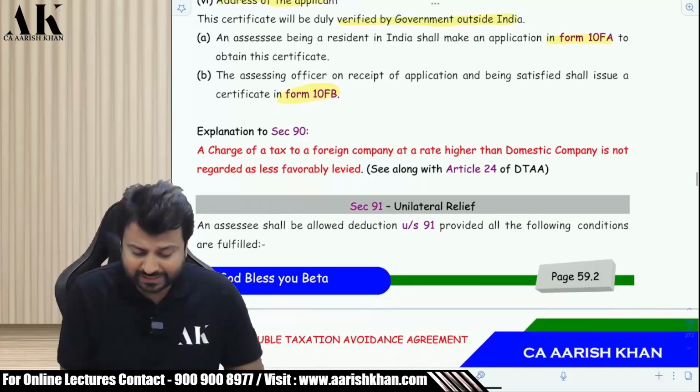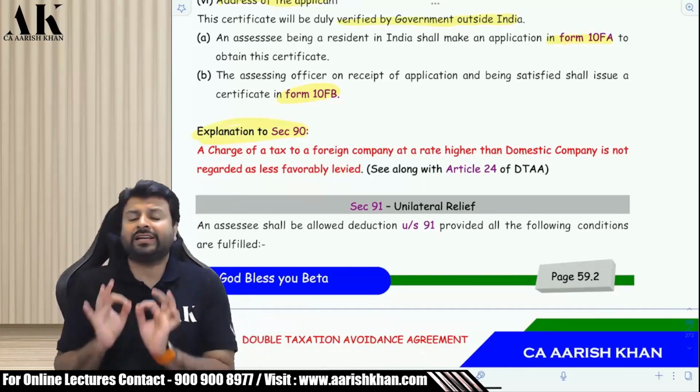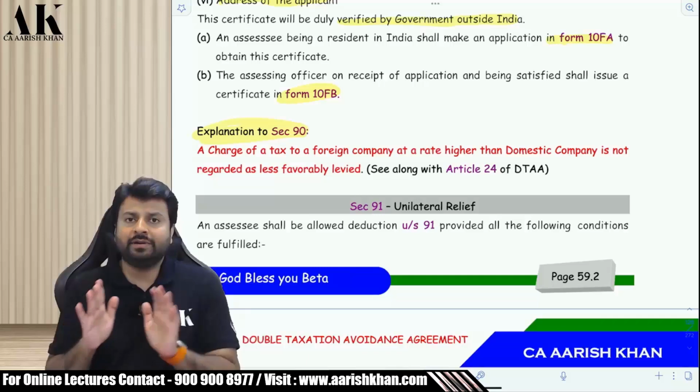Okay. Now the next provision is extremely important. One of the important criteria of DTAA is that you should not discriminate against anyone.